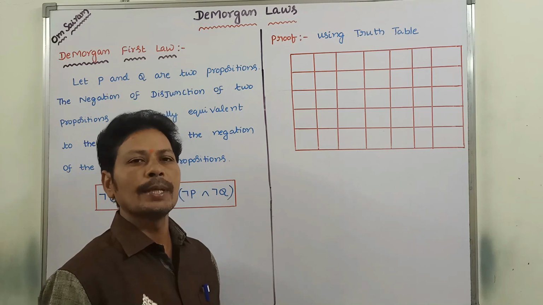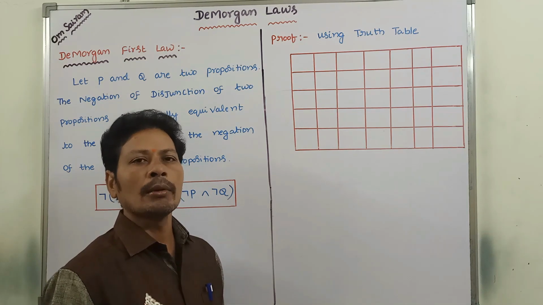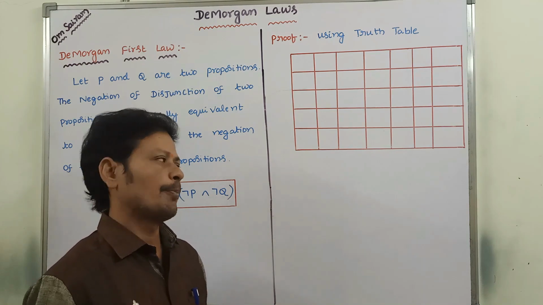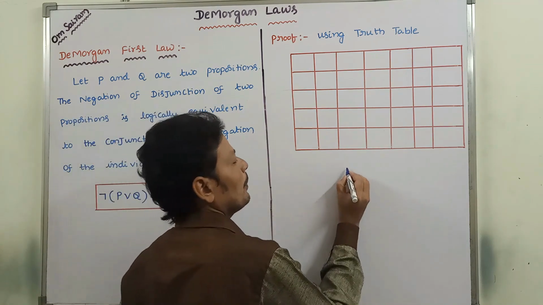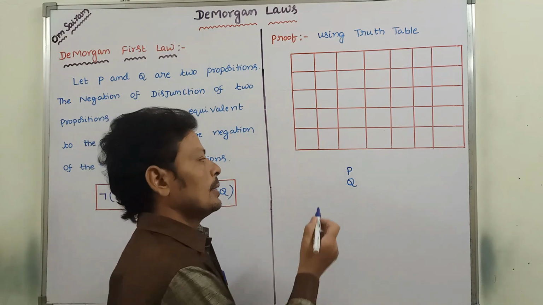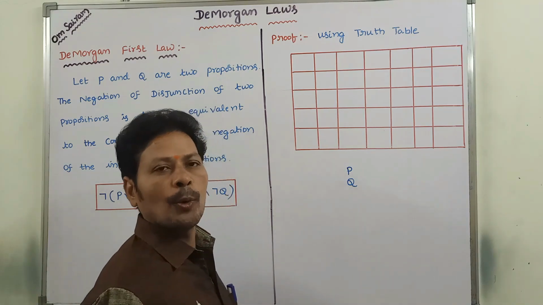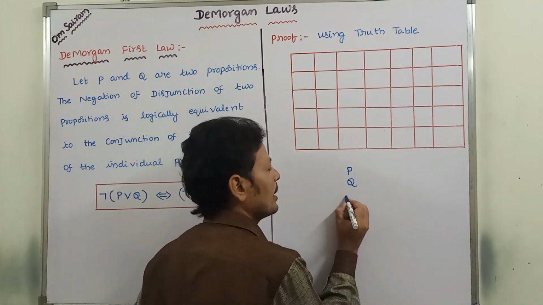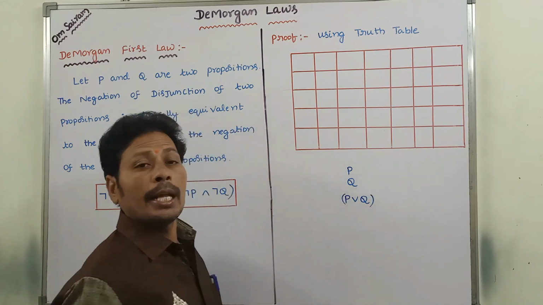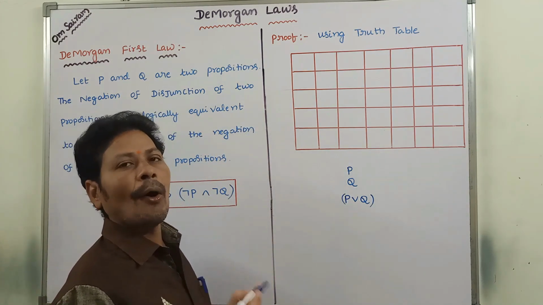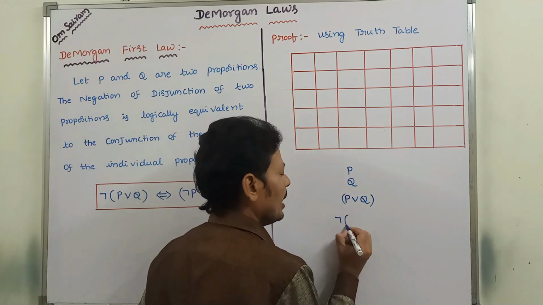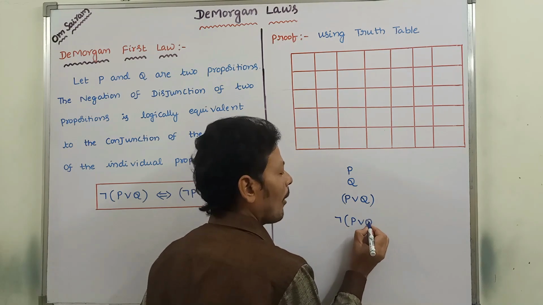Today we are going to discuss De Morgan's laws in the Discrete Mathematics and Graph Theory course. Let us consider P and Q are two propositions. The disjunction of two propositions can be denoted by P or Q. The negation of the disjunction of two propositions P and Q can be denoted by negation of (P or Q).